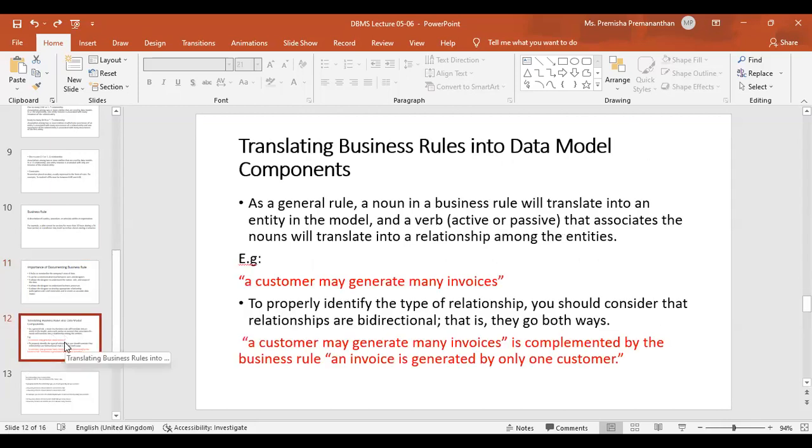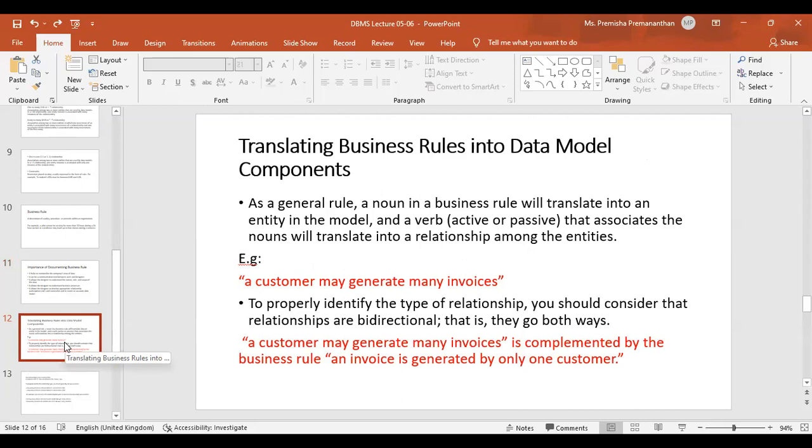So the final thing is translating your business rules into a data model. In a data model, we have some basic building blocks. Now we have the real-world scenario. Those scenarios we call business rules. Those business rules need to be converted to a data model.